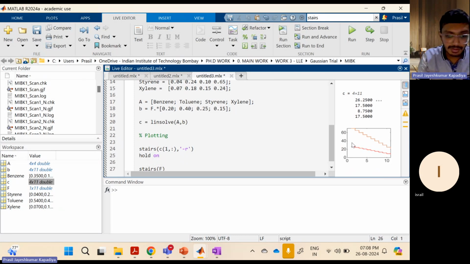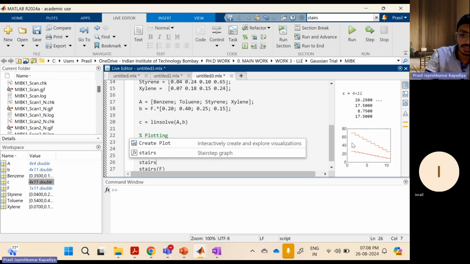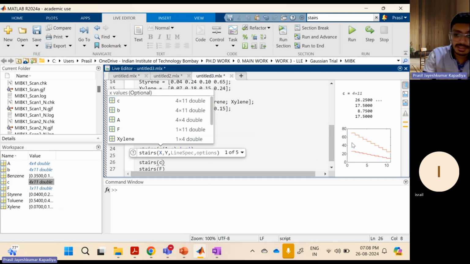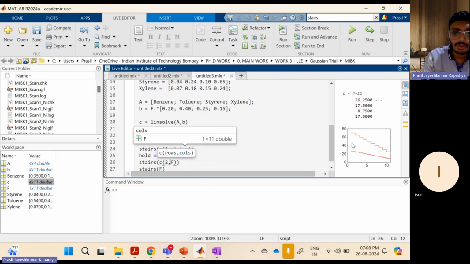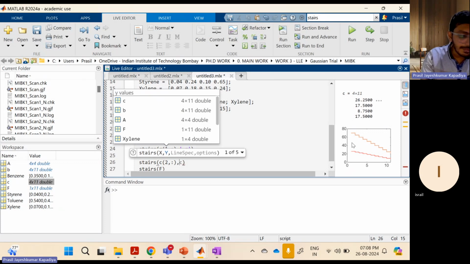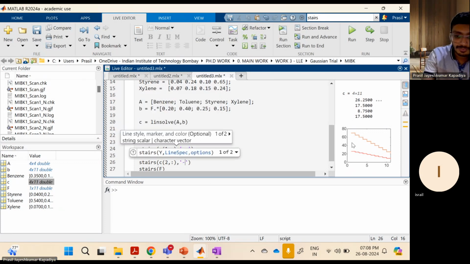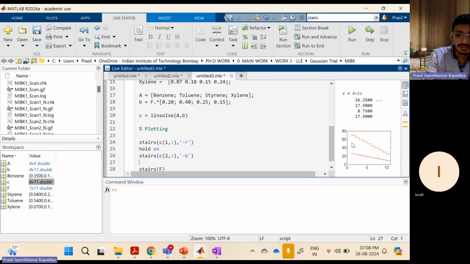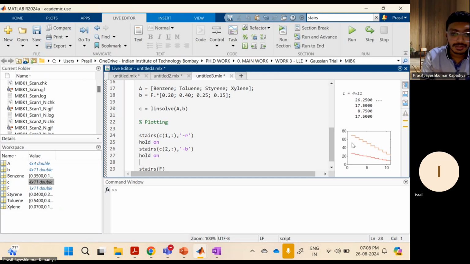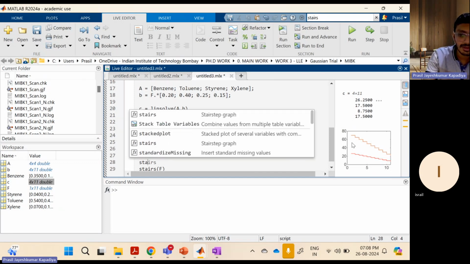Now similarly do it for the others. The C matrix second row, all columns. Let's say I'm keeping it with black color. Then again hold on. Then stairs.